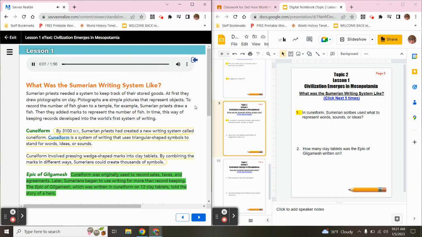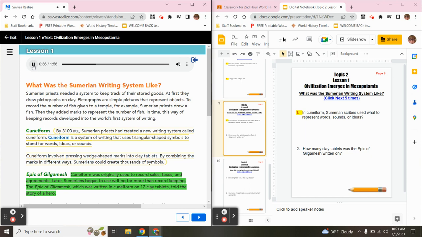What was the Sumerian writing system like? Sumerian priests needed a system to keep track of their stored goods. At first, they drew pictographs on clay. Pictographs are simple pictures that represent objects. To record the number of fish given to a temple, for example, Sumerian priests drew a fish. Then they added marks to represent the number of fish. In time, this way of keeping records developed into the world's first system of writing.